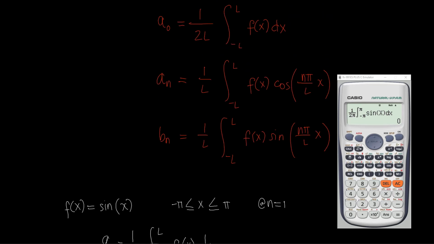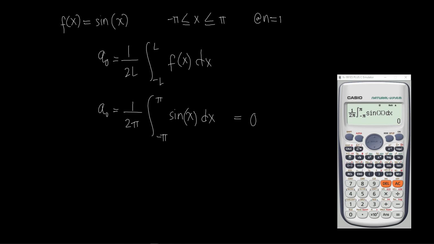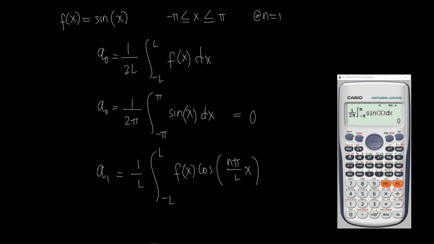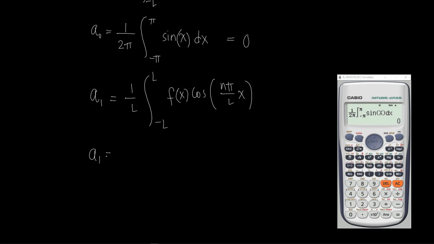Next, solve for An. But since n is equal to 1, we solve for A1. So A1 would be 1 over L times the integral from negative L to L of f of x multiplied by cosine of n pi over L times x. Plug in: 1 over pi integral from negative pi to pi of sine of x times cosine of, with n equal to 1, pi over pi times x. So it cancels.